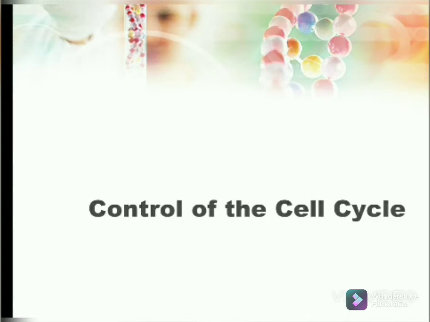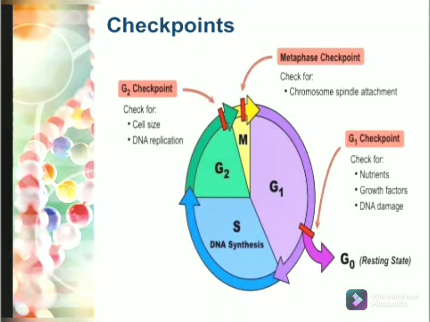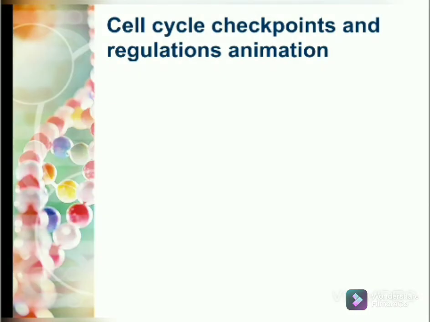The control of the cell cycle. The three major checkpoints are the end of G1, the end of G2, and during metaphase of M phase. G1 checkpoints check for nutrients, growth factors, and DNA damage. The G2 checkpoint checks for cell size and DNA replication. And the metaphase checkpoint checks for chromosome spindle attachment. Let's watch this video about the cell cycle checkpoints and regulations animation.